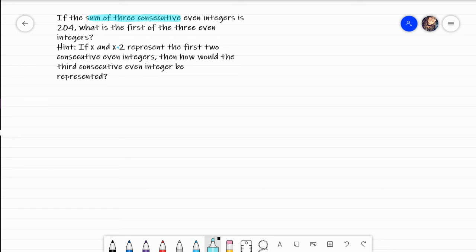So the sum of the three even integers, right? And then also important is 204. What is the first of the three integers? So 204 tells me I'm going to have equals 204 for my equation. And then, y'all, it even goes ahead and gives you your first two even integers.